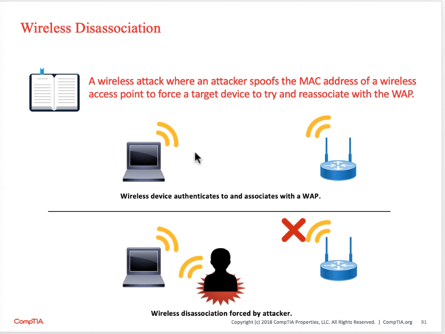And so here we have a wireless device and it is associated with this access point. The attacker is going to try to force it to disassociate with this access point and associate it with the attacker, all right? And then that way the attacker can get the information that the attacker wants.